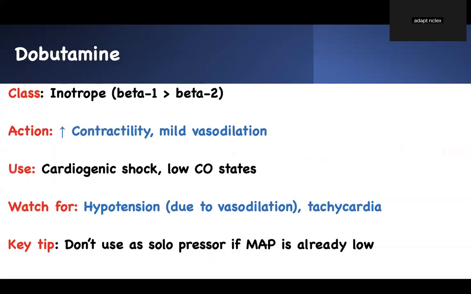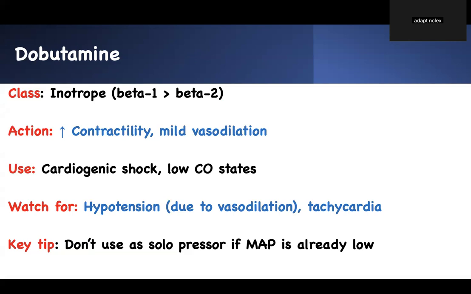Okay. Next one, dobutamine is an inotrope. Inotrope means contractility of your heart, not vasoconstriction. It's beta 1 more than beta 2, a non-selective beta agonist. Beta 1 is going to increase your contractility. It can also have a vasodilatory effect through beta 2. What do we use it for? Cardiogenic shock. So if your heart is not pumping, we've got to pump for you. And so we're going to use an inotrope, which is dobutamine. Also, if your cardiac output is low, this is what we use it for.